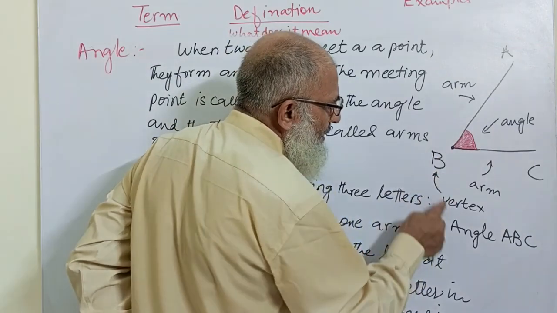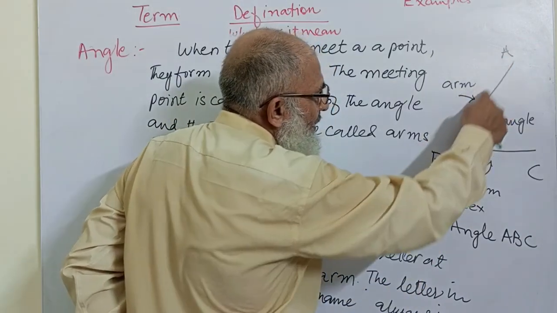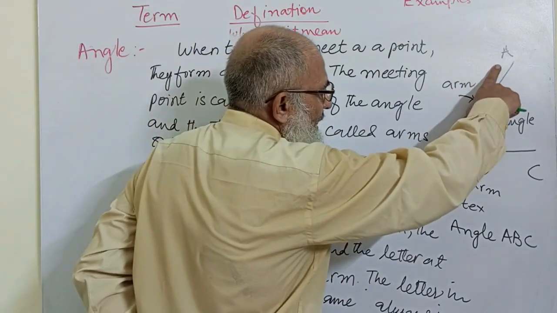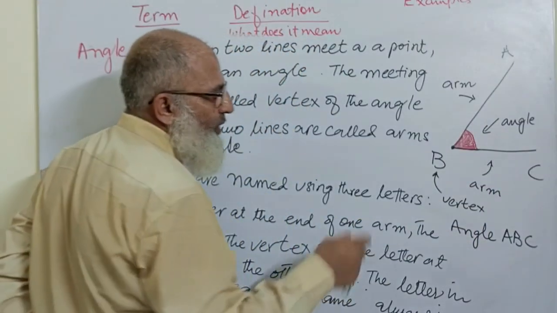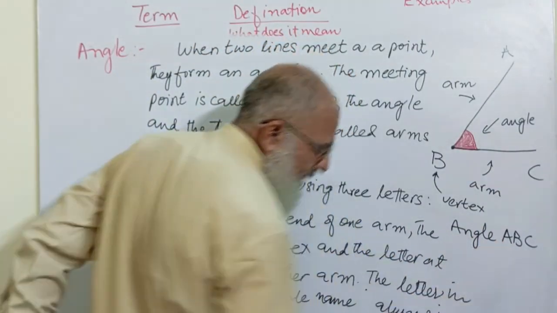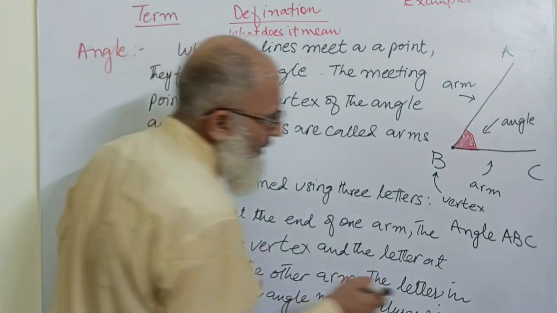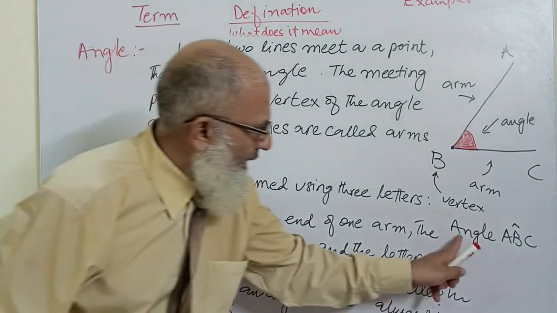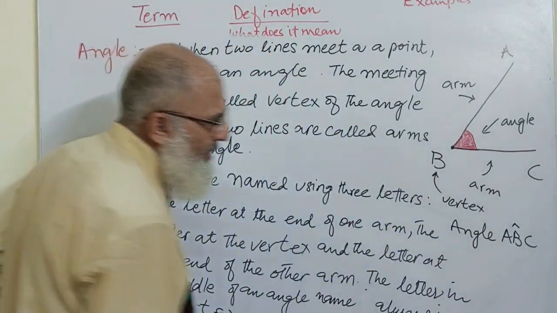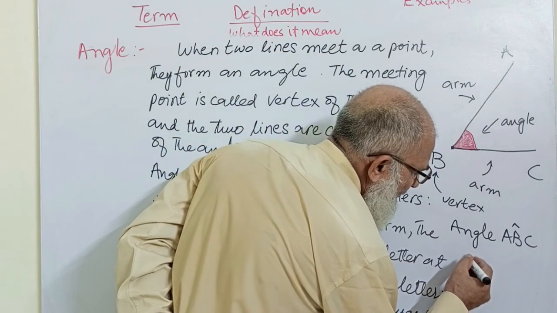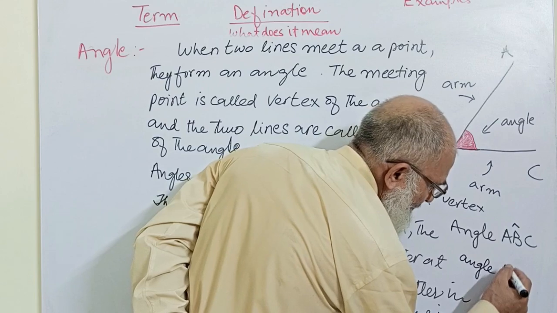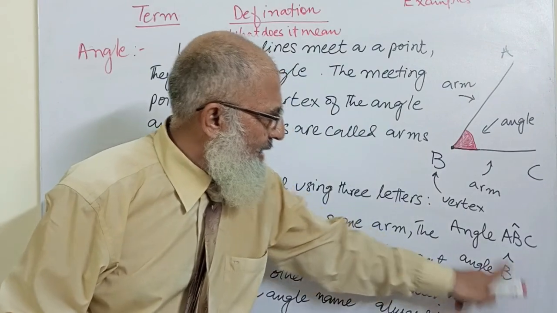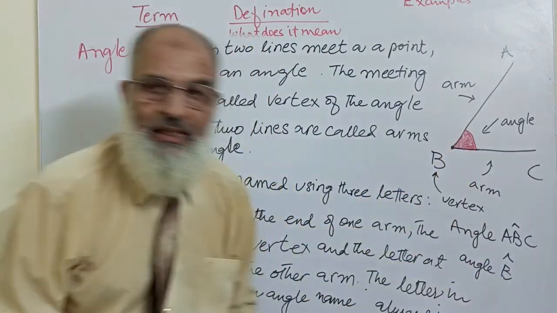So the meeting point is called the vertex. These arms, like the arms of a watch, are AB and BC, but we write it as angle ABC. Some writers also put a vertex sign in the middle. It can also be written as angle B, which means that the vertex is at point B.